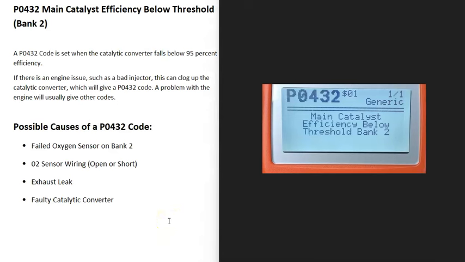So today I'm talking about a P0432 code, what it is and how you go about fixing it. And so what is a P0432 code? Well, it's a main catalyst efficiency below threshold bank 2. And what does this mean?